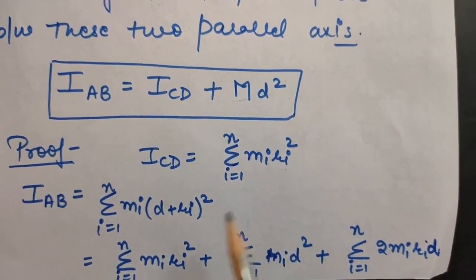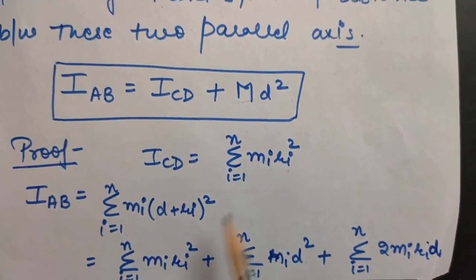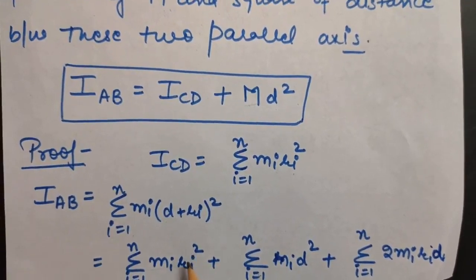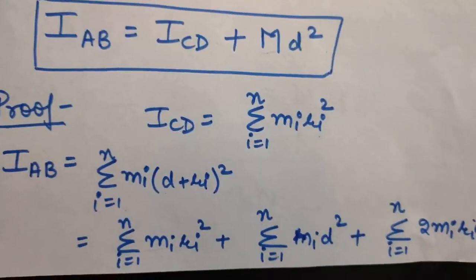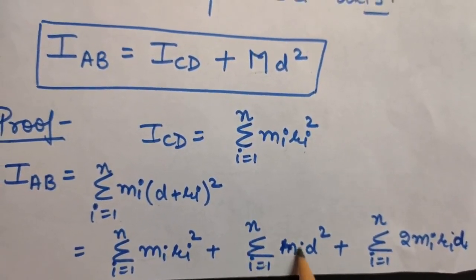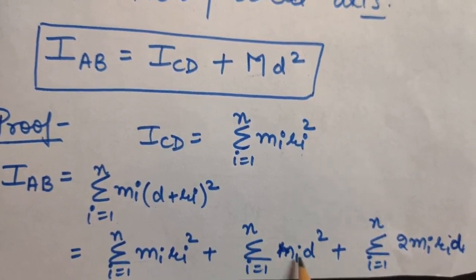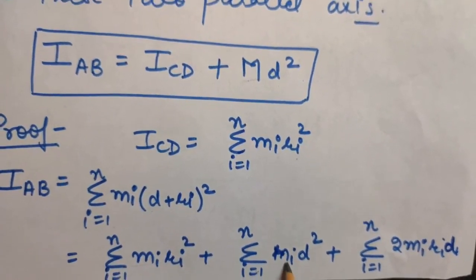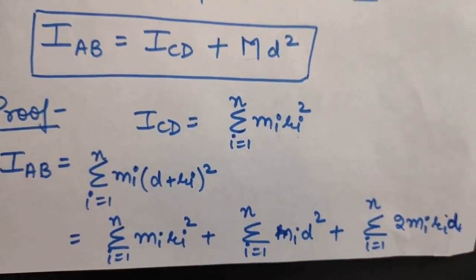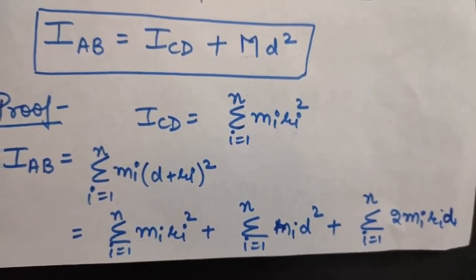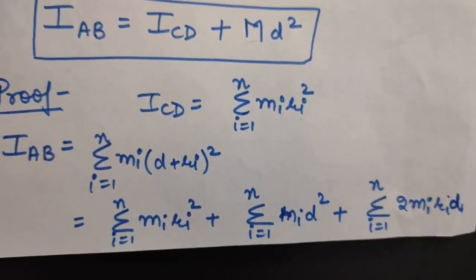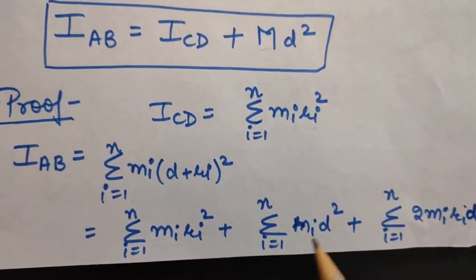Now if you compare this and this, so you can see this is nothing but moment of inertia about axis CD, and summation Mi, if you see this term only, this is nothing but total mass of the body, because this implies that m1 plus m2 plus m3 up to mn, and if there are n particles in the body, that means the sum of all the masses of the bodies will be equal to the mass of the particular bigger body only. So this is equal to capital M only.